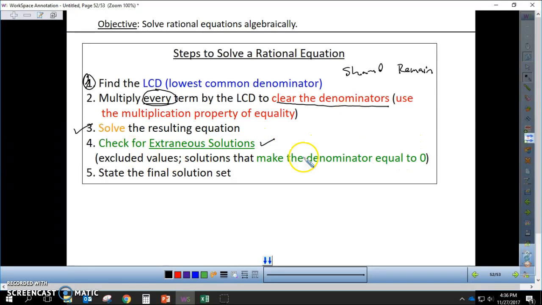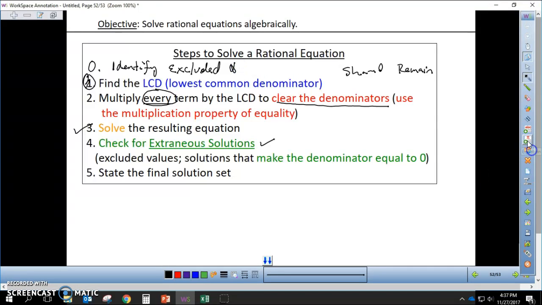So the easy way to do this is right off the bat to note your excluded values. So I can maybe put that in as step 0. Identify excluded values. Okay, and then step 5, state your final solution set.